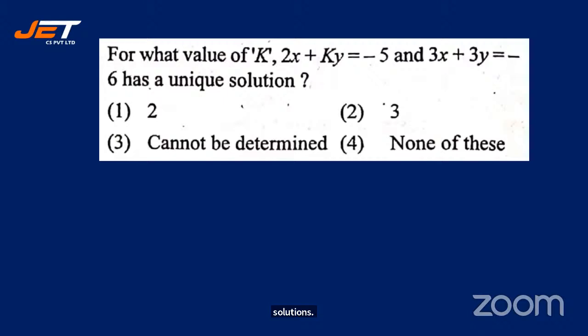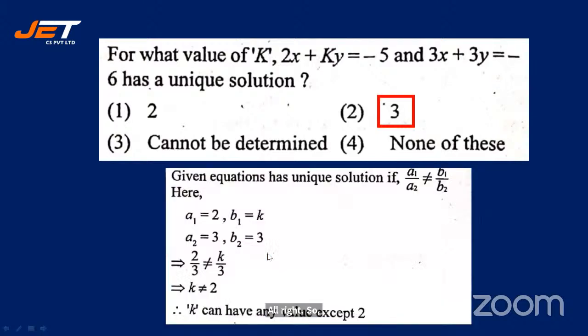For what value of k, 2x plus ky is equal to minus 5, 3x plus 3y is equal to minus 6 has a unique solution. Can you work out and tell me? Just try. This is one of the important sums. You can try. Rachna says 1. Bhavna says 3. All right. Others, I want everybody to make an attempt. Teja says 4. Vaishali says 2. All right. So, yes. For what value of k, 2x plus ky is equal to minus 5, 3x plus 3y is equal to minus 6 has a unique solution.